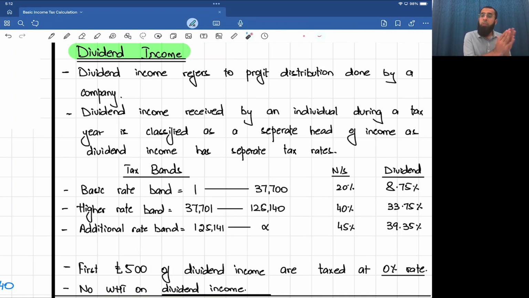See, first you tax your non-saving income. When you tax your non-saving income, it will consume your bands. Dividend income will then be taxed on the remaining bands. These are the same bands. They will be first used in non-saving, and if any band is remaining, that will be used in dividend income. How that works, when we apply the practice question, it will get crystal clear, so nothing to worry.